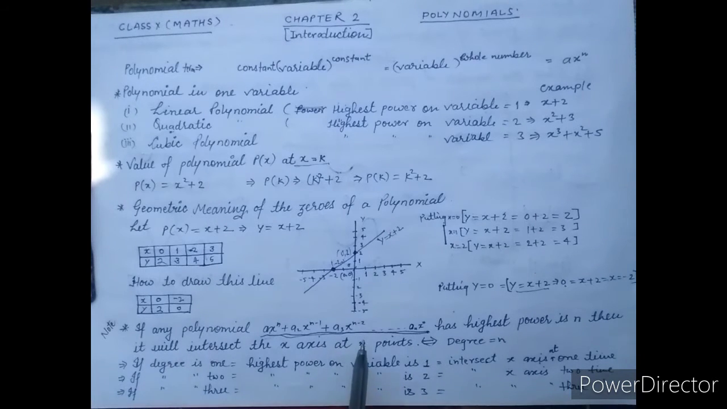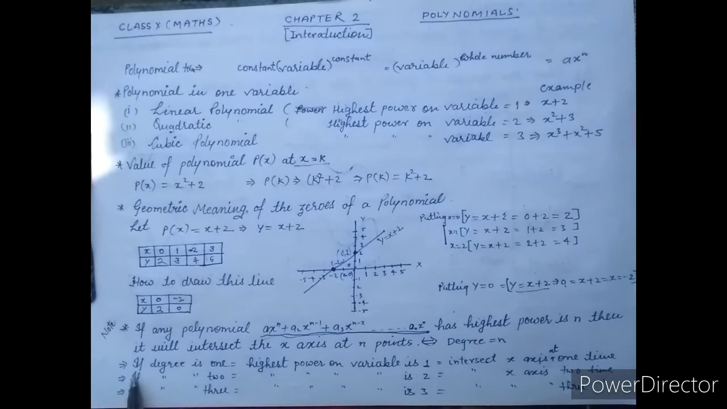So if any polynomial has highest power n, then it will intersect the x-axis at n points. Means किसी भी पॉलिनोमियल की जितनी हाईएस्ट पावर होती है वो एक्स एक्सिस को उतने ही जगह पर इंटरसेक्ट करती है, और एक्स एक्सिस को जितनी जगह पे इंटरसेक्ट करेगी, that will be its degree. You can say the highest power of a polynomial is its degree.